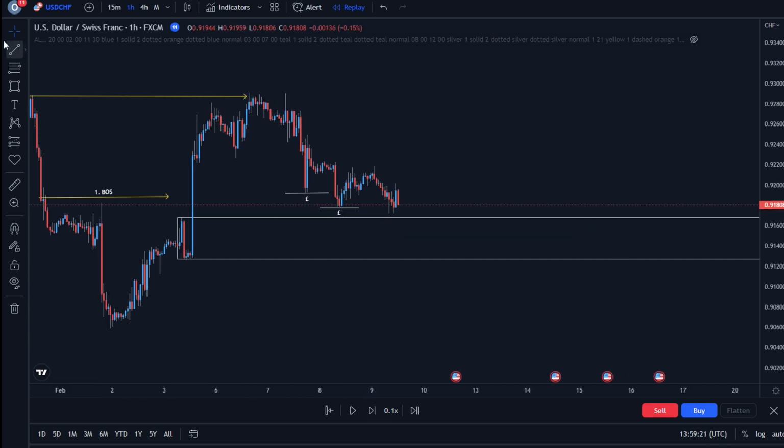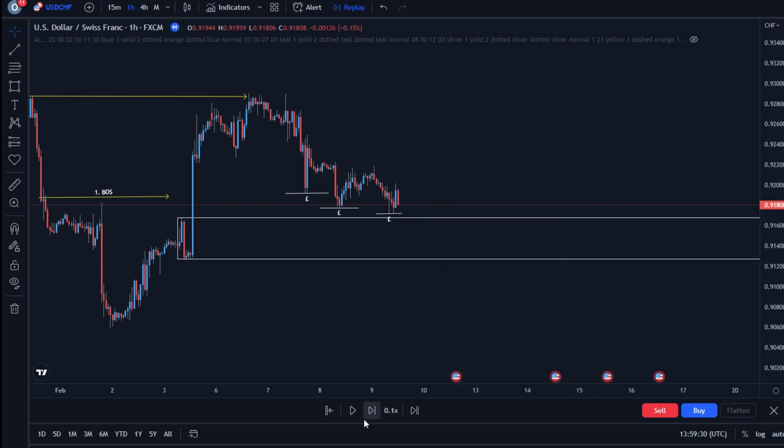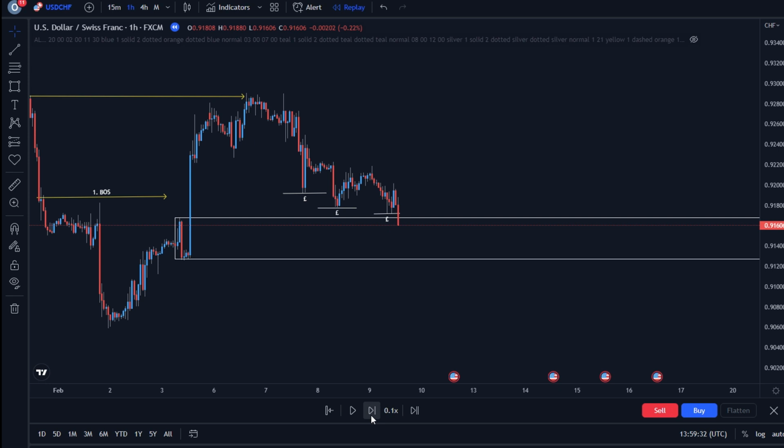Okay, now you can mark this area as well. Another low. And you can see how patient we are being. All of this move, not interested. Okay, now price took this low.